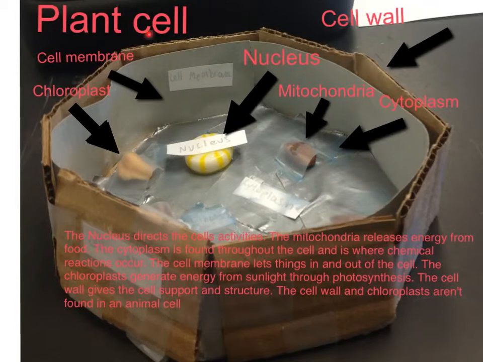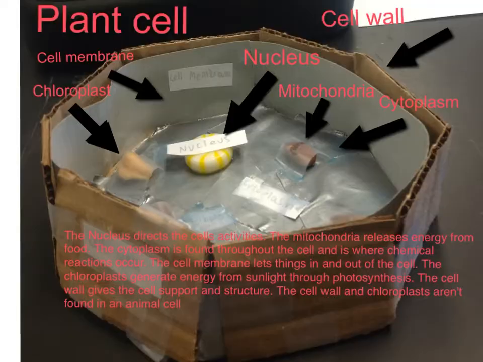Okay, this is a plant cell. Plant cell, as you can see. This outside part is the cell wall. It gives support and structure to the cell. This is the cell membrane. It lets things in and out of the cell. This is the nucleus. It controls the activities of the cell. The mitochondria releases energy from stored food. The chloroplasts generate energy from sunlight, and this jelly-like liquid is where the chemical reactions happen and where things in the cell are. So, the thing to note, the cell wall and the chloroplast are not located in an animal cell. They are only in a plant cell. Everything else is the same besides those two.